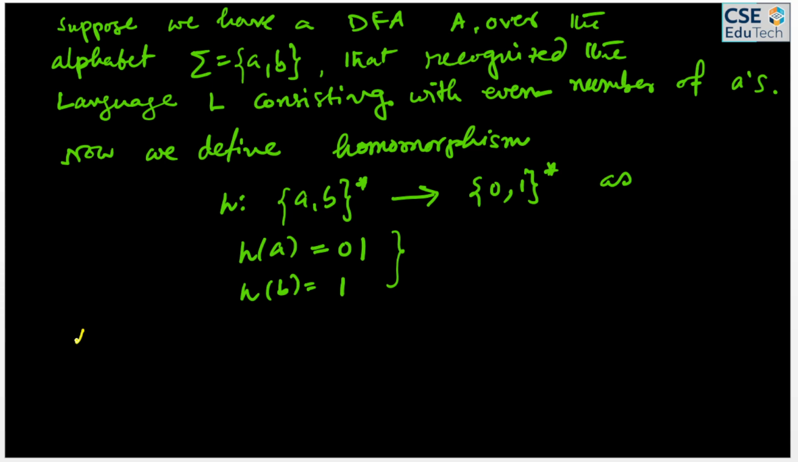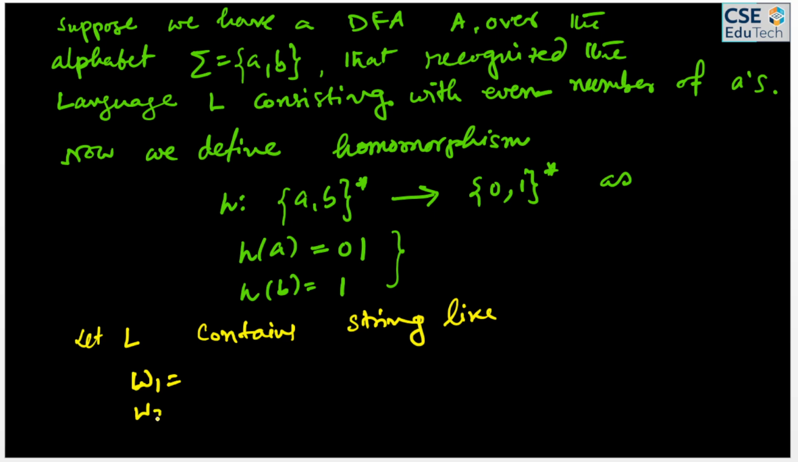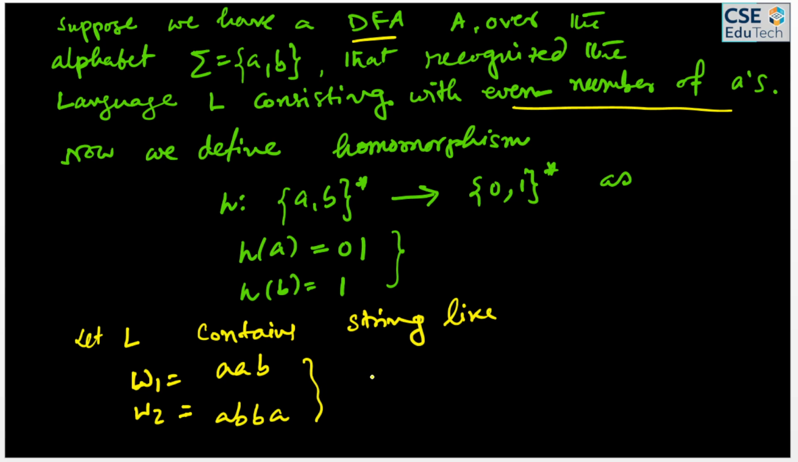Now we assume L contains strings, suppose w1 and another string w2. We know that the DFA accepts languages where there is an even number of a's. So any string consisting of a and b with an even number of a's will be accepted. So we can write a a b, or also a b b a. These are two strings that belong to the language L, and both contain an even number of a's.